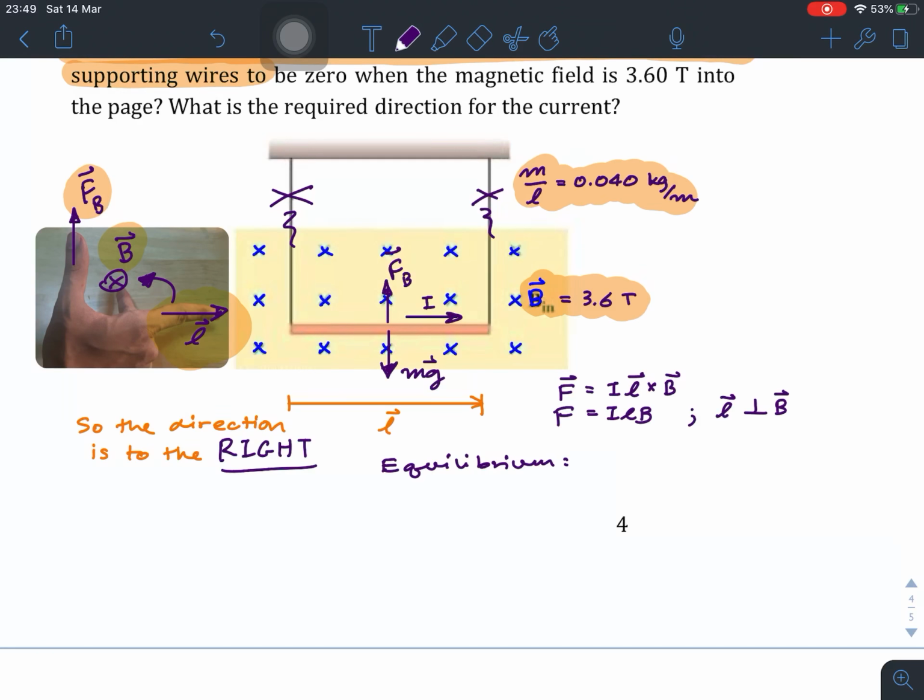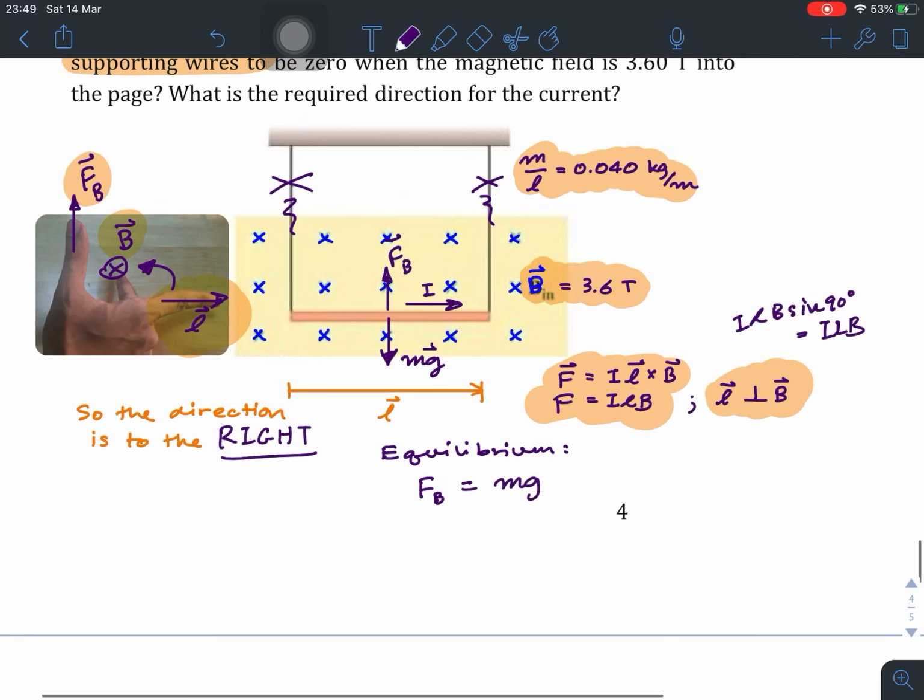Then when we consider the equilibrium, we have the magnitude of Fb and we have the mg. The magnitude of Fb from IL cross B will be ILB, because in this case, L is perpendicular to B. When L is perpendicular to B, ILB sine theta, or sine 90 degrees, will be just ILB. So that is the ILB on the left hand side and mg on the right hand side.